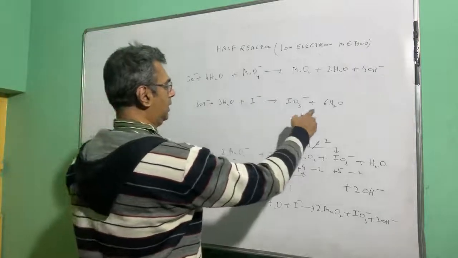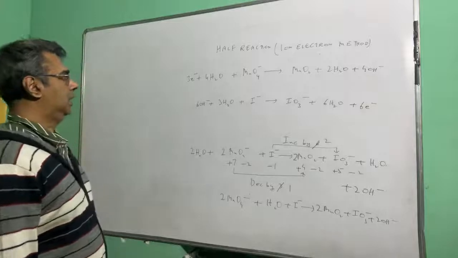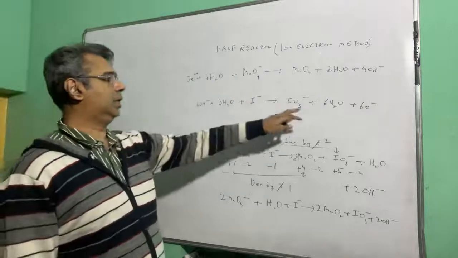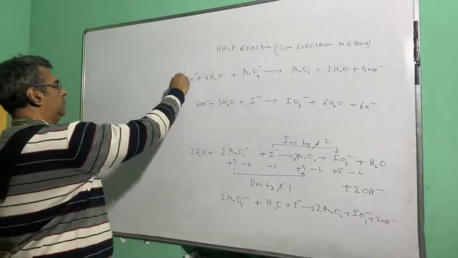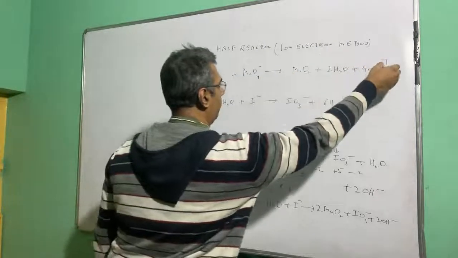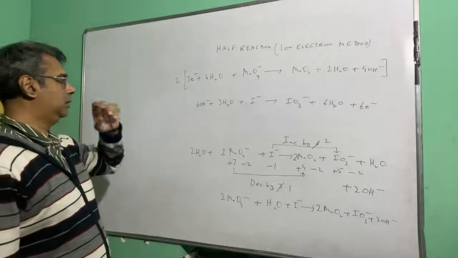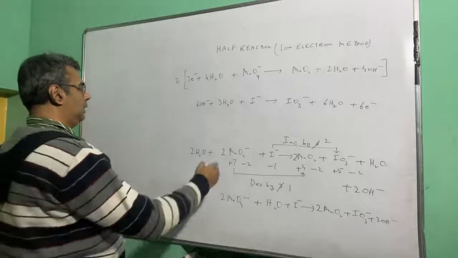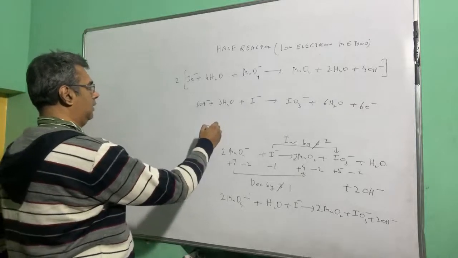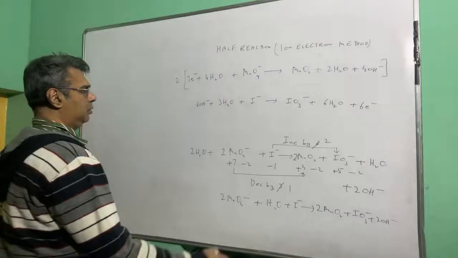There's a charge of -7, so here you write 6 electrons. Now the first reaction has 2 electrons, the second reaction has 6 electrons. So you multiply the first reaction with 2 and then you add both of them. After adding both of them, this is what you will get.